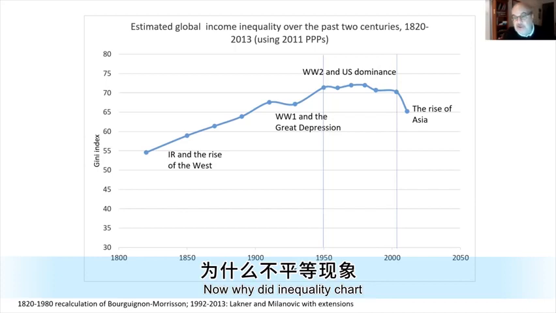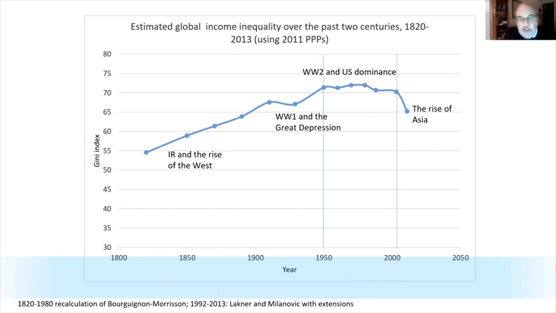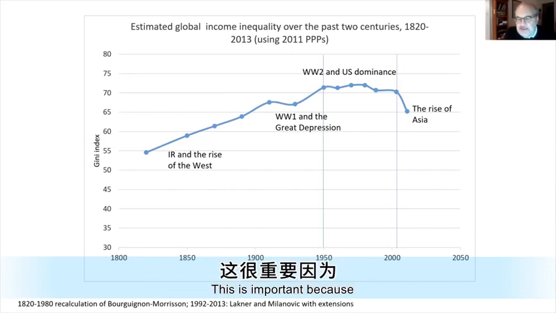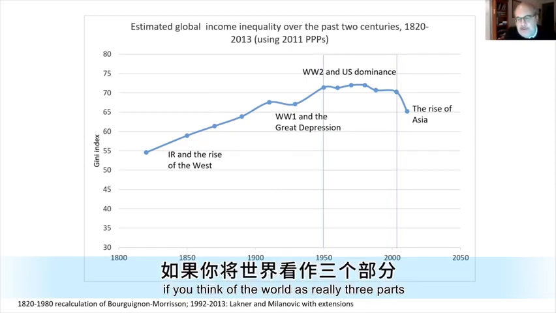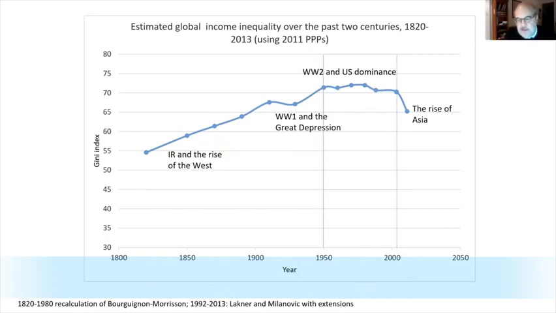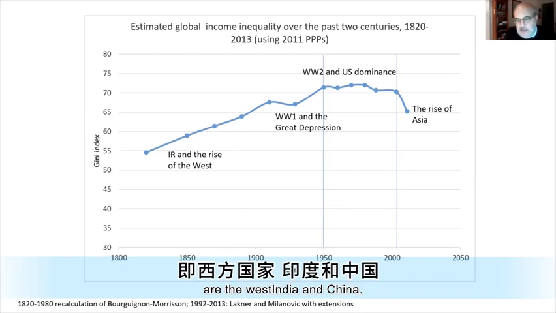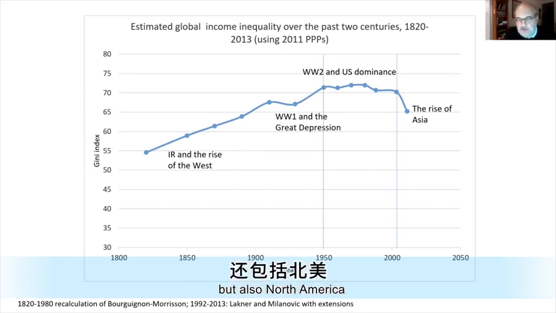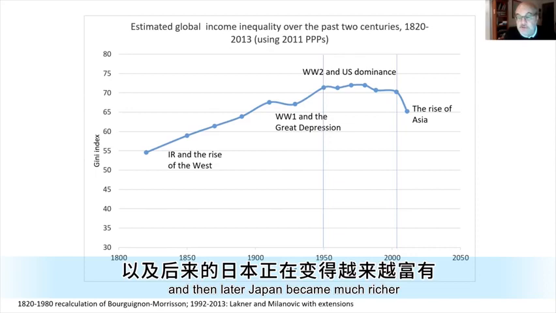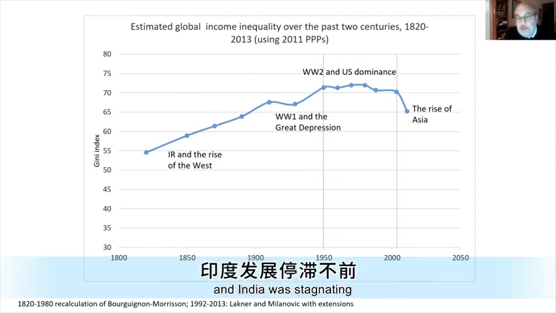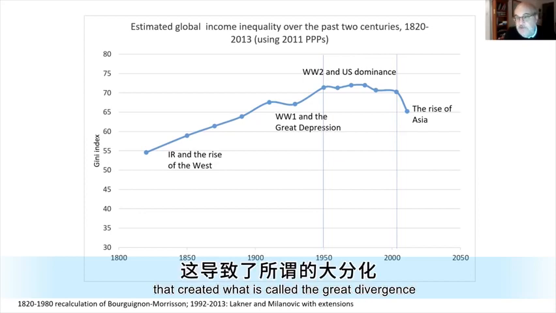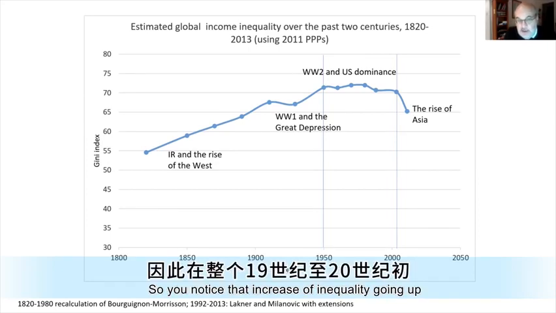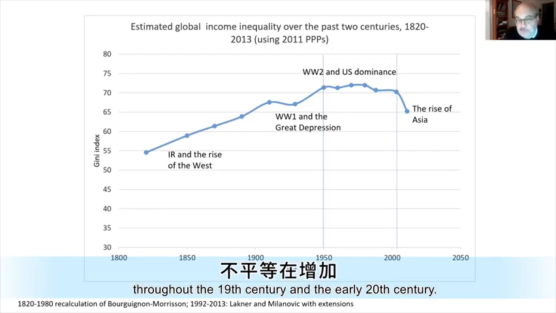Now, why did inequality chart three different periods? The first one was really the period of the Industrial Revolution and what you can call the rise of the West. This is important because if you think of the world as really three parts, the most important in terms of population are the West, India, and China. What happened in the 19th century is that the Western countries, basically Europe, but also North America, and then later Japan, became much richer, whereas China actually went even down and India was stagnating. That created what is called the Great Divergence and the very high increase of inequality. So you notice that increase of inequality going up throughout the 19th century and the early 20th century.